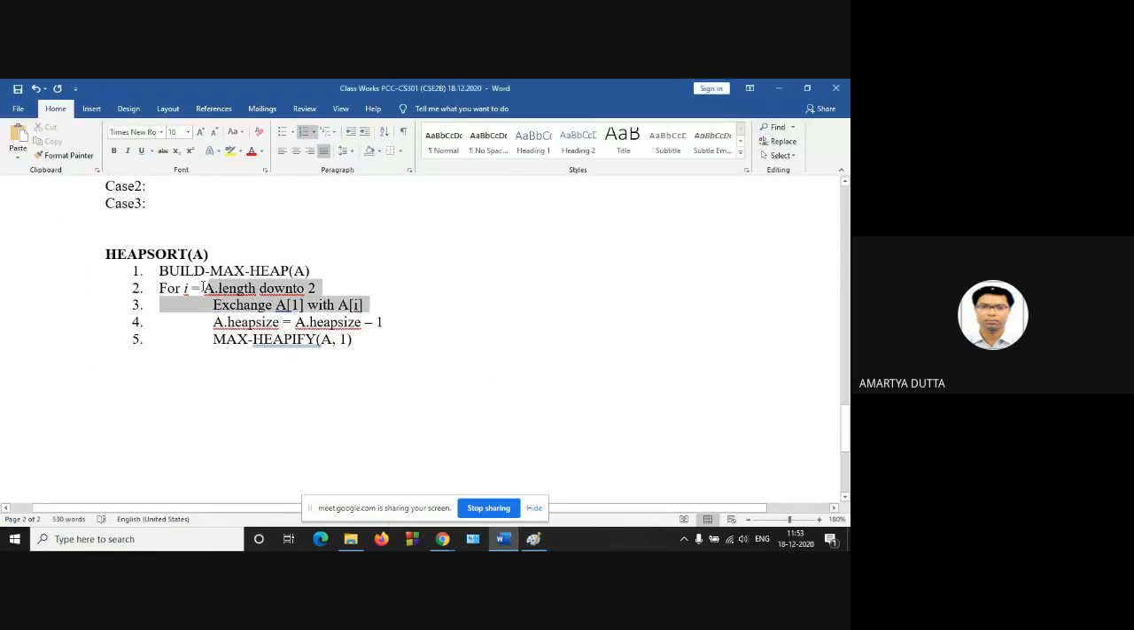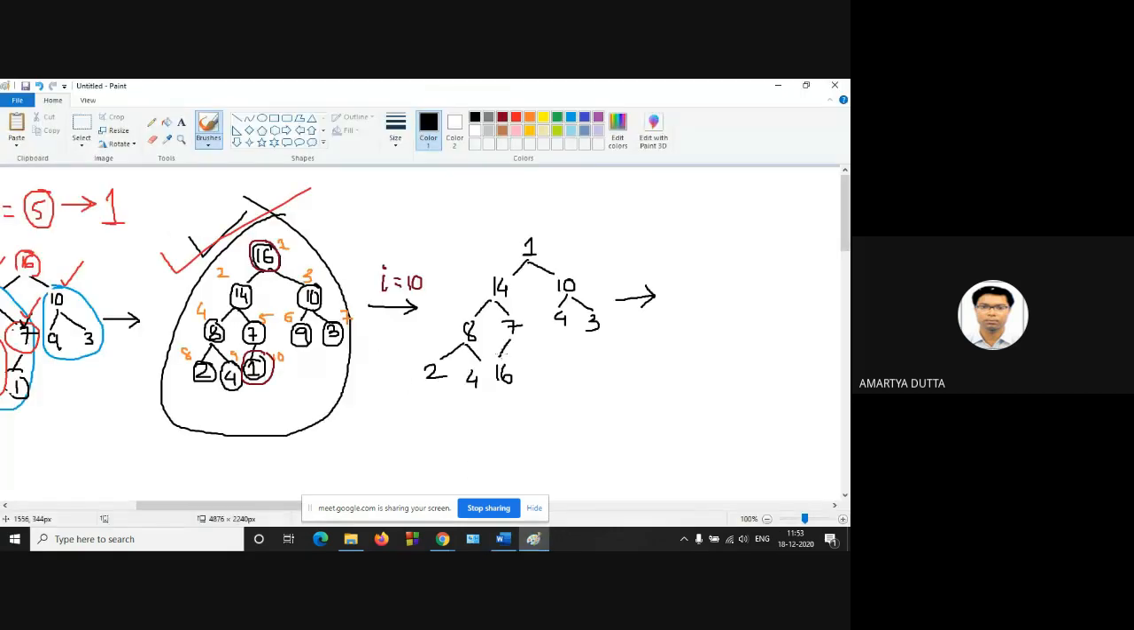So this is up to line number 3. Now decrement the heap size by 1. Decrementing the heap size by 1 means break this connection, and 16 becomes the isolated node. So the largest element now is at the last position.